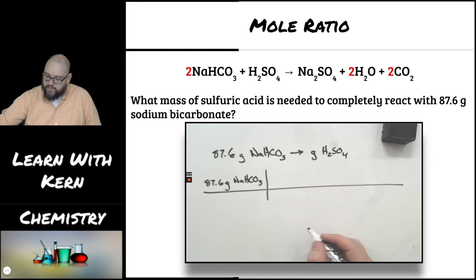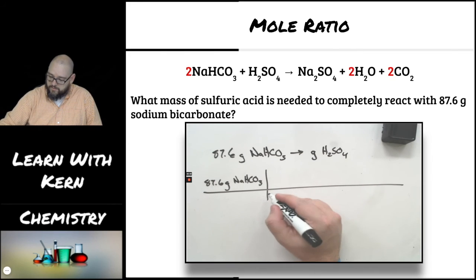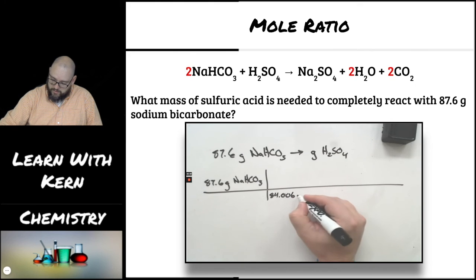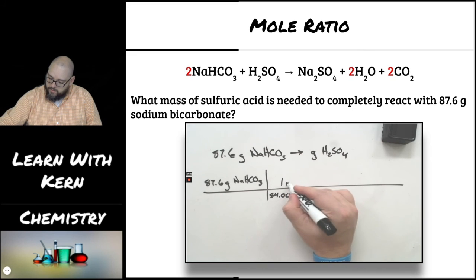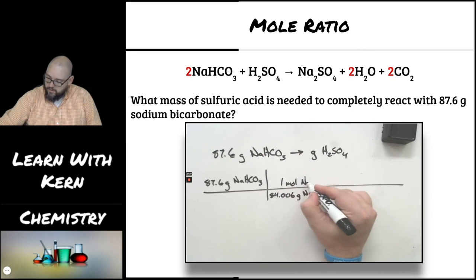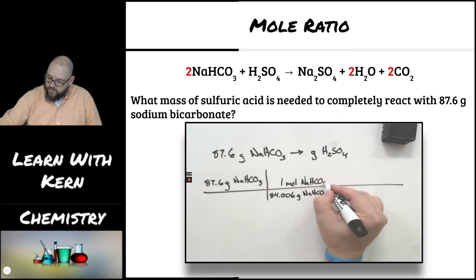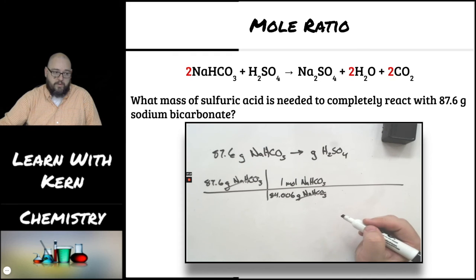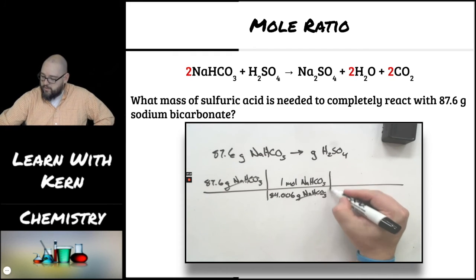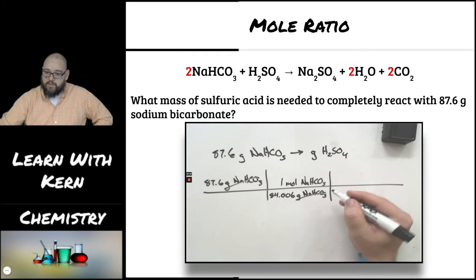and I have to convert that to moles. So I need the molar mass of sodium bicarbonate, which is 84.006 grams of NaHCO3 is equal to 1 mole of NaHCO3. So I've converted from grams of sodium bicarbonate to moles of sodium bicarbonate. And now I'm going to set up my mole ratio.